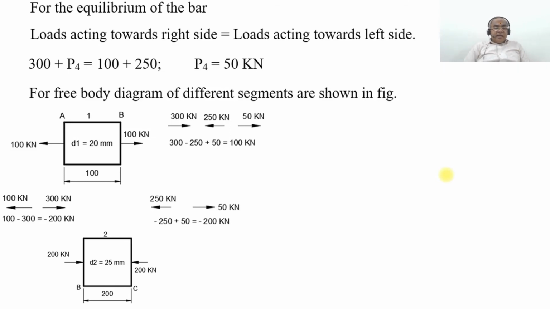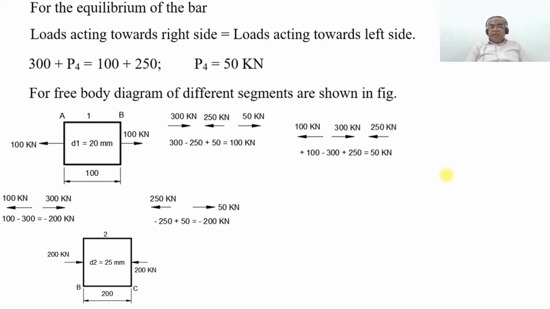The diameter of the segment there is 25 and the length of the segment is 200. Now when you are considering the third one, that is between C and D, on the left hand side, you are going to have three loads acting, which is three forces. One is 100 minus 300 plus 250, which is equal to 50 kilonewton on the left hand side.